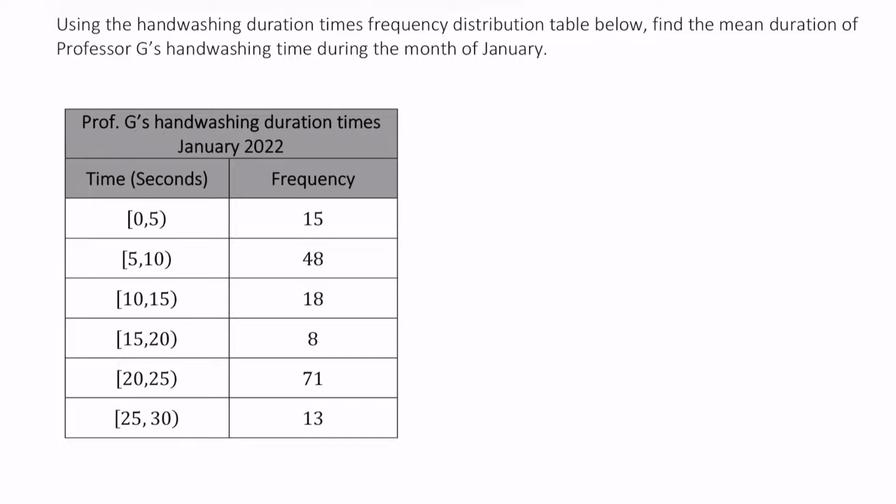So let's recall this column here. This is the class. Each of these are a class. So this is the 0 to 5 class, 5 to 10, and so on. Here in the second column, I'm going to label this F. I have my frequency. The first thing we need to do is extend our table, so go ahead and do that.